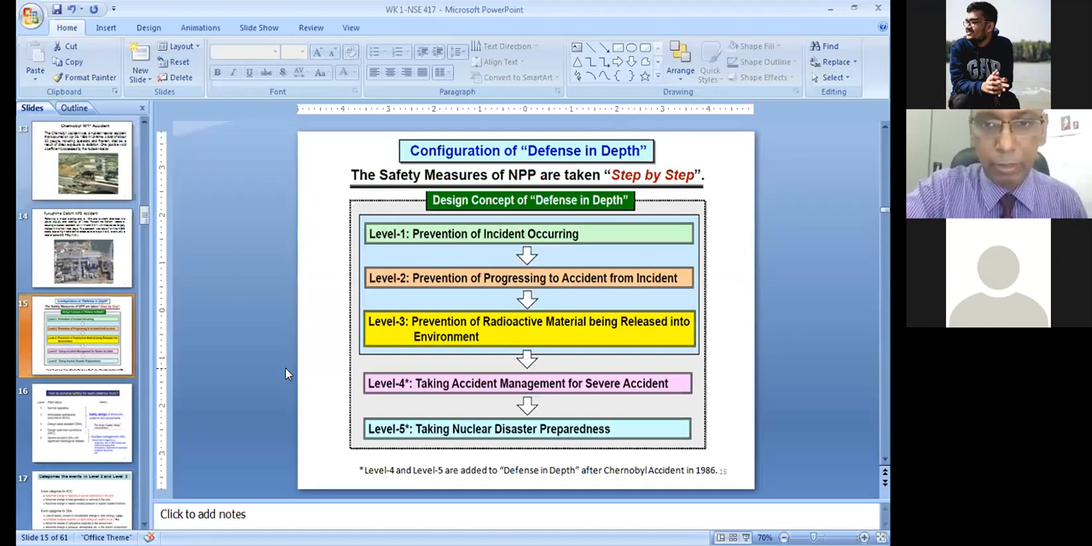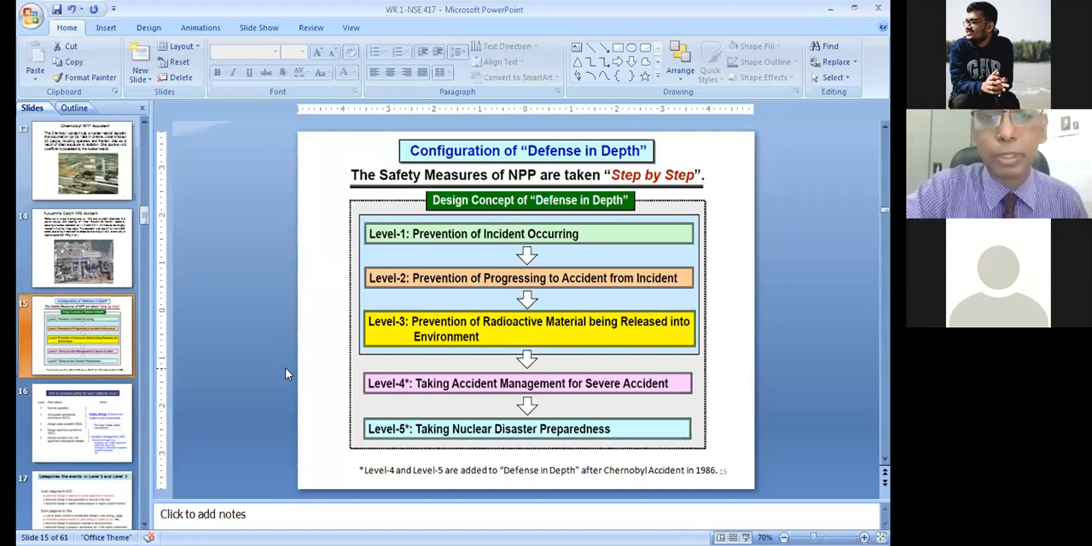The second level is again prevention, of progression from incident to accident. That means it is going to have more negative impact. Initially it was an incident, but now it is going to be an accident. So the trend of the progress, you must prevent.